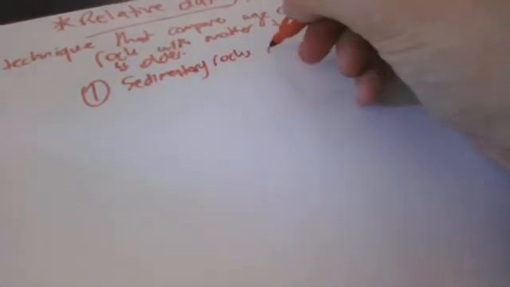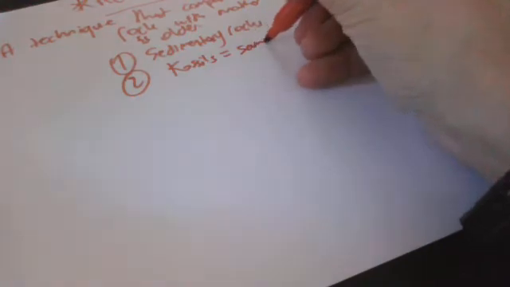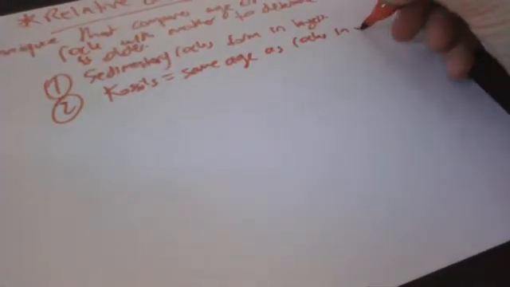It basically relies on two different facts. Number one, sedimentary rocks form in layers. Number two, fossils are the same age as the rocks in which they formed. That's pretty self-explanatory.